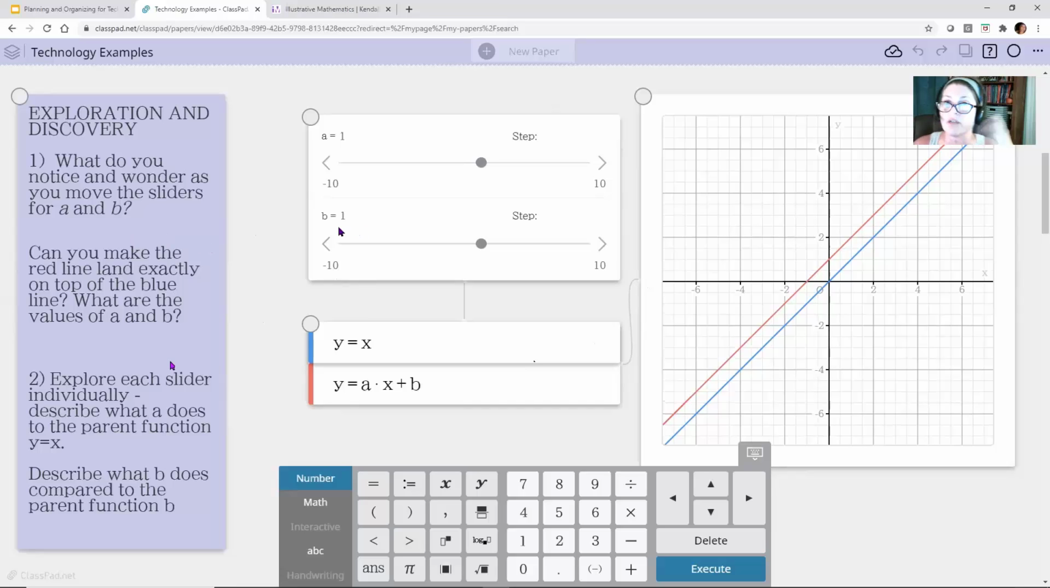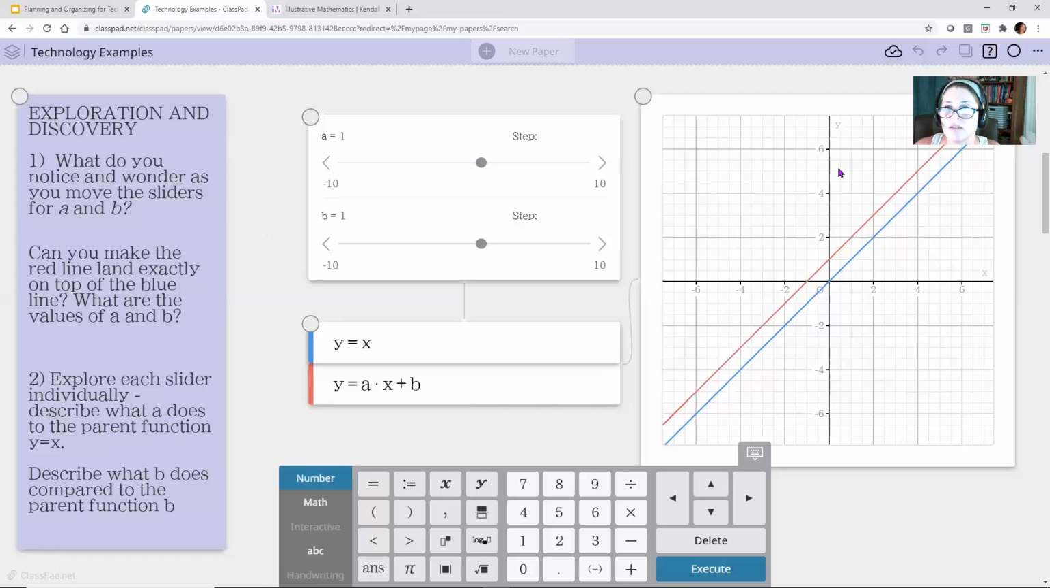So if you're in a face-to-face environment, you could have them all grouped by pairs and working on a laptop or an iPad, tablet together. If you're in a remote environment, you could send this to them, they all work individually, and then they come back and we discuss it as a whole. So there's lots of ways to use this. So this is an exploration or a discovery type of use.